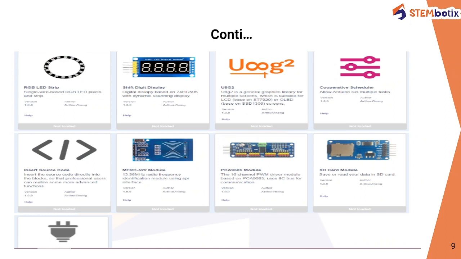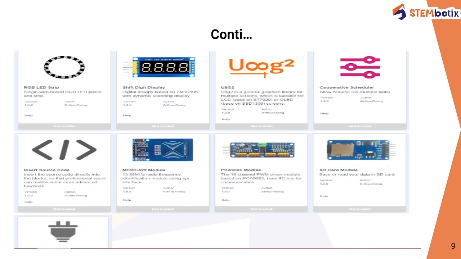Here, you can see some more extensions which are available in the Blockzie software for the Arduino controller. The first one is RGB LED strips. It's basically a strip where you can see RGB LEDs connected in a round shape, and we can use it accordingly. Next one is a shift digital display. It's a digital display based on a 74HC595 with a dynamic scanning display.